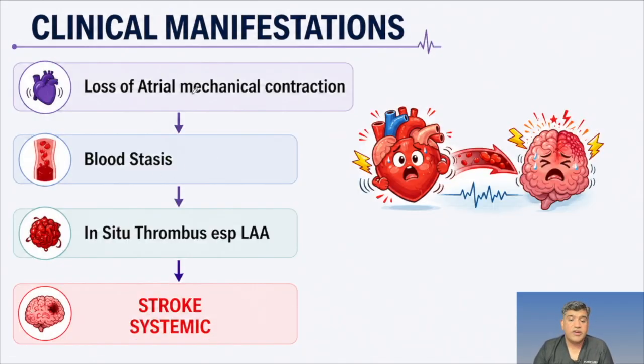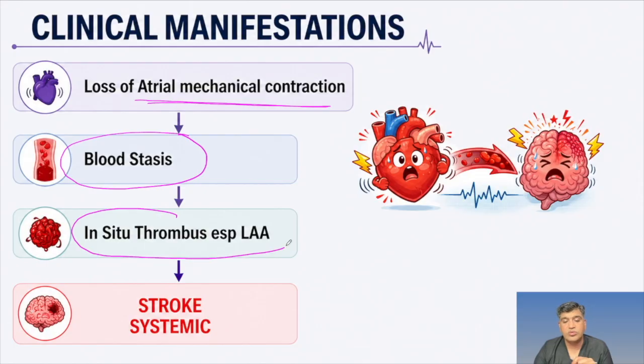Now, what other thing does the loss of atrial mechanical contraction cause? It can cause stroke. Because the atria are not contracting regularly, the blood is stagnant, there is blood stasis, and it is a cause of in situ thrombus formation, especially in the left atrial appendage. Then the thrombus can migrate and embolize. If it goes into the brain, it causes stroke.